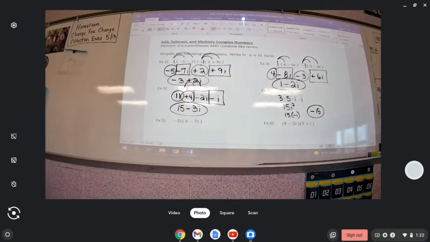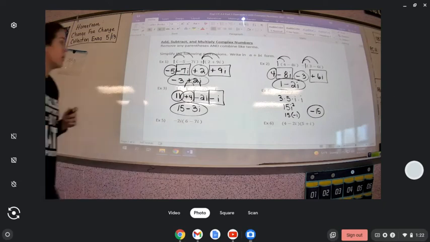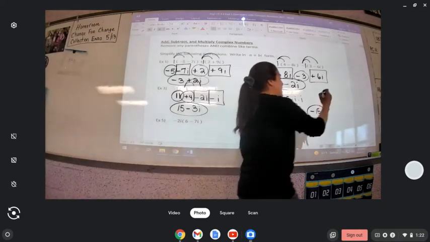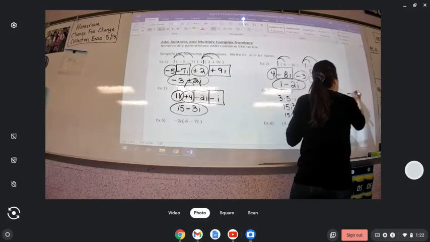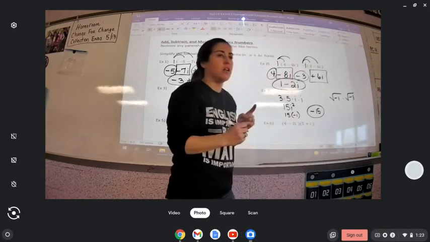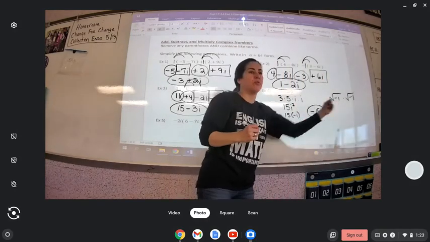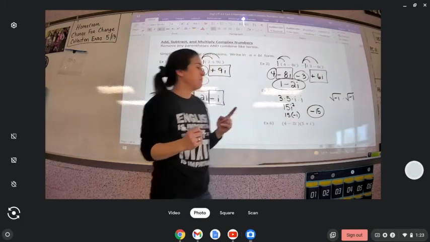Wait, I'm confused. Since it's a square, shouldn't we do negative 1 times negative 1? No, because i is the square root of negative 1, so i squared is the square root of negative 1 times the square root of negative 1. That's who i is. i is the square root of negative 1, right?